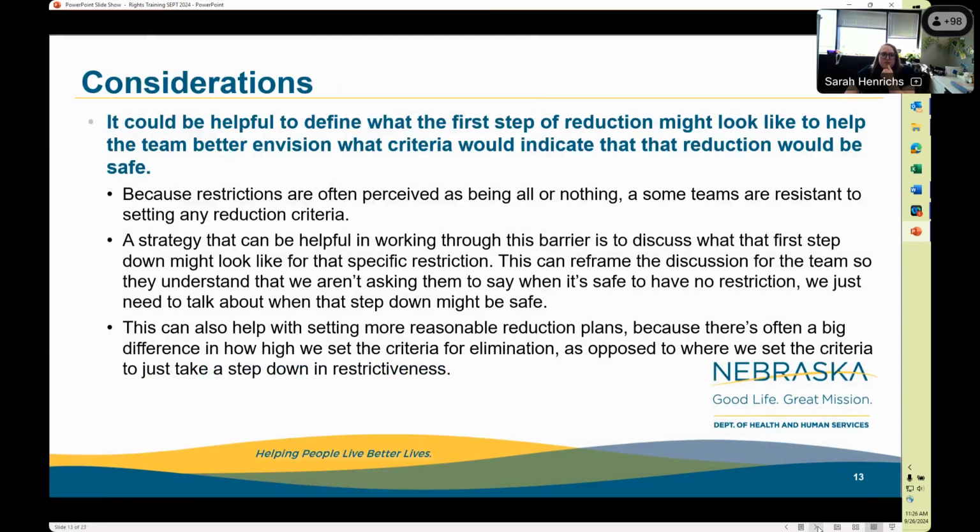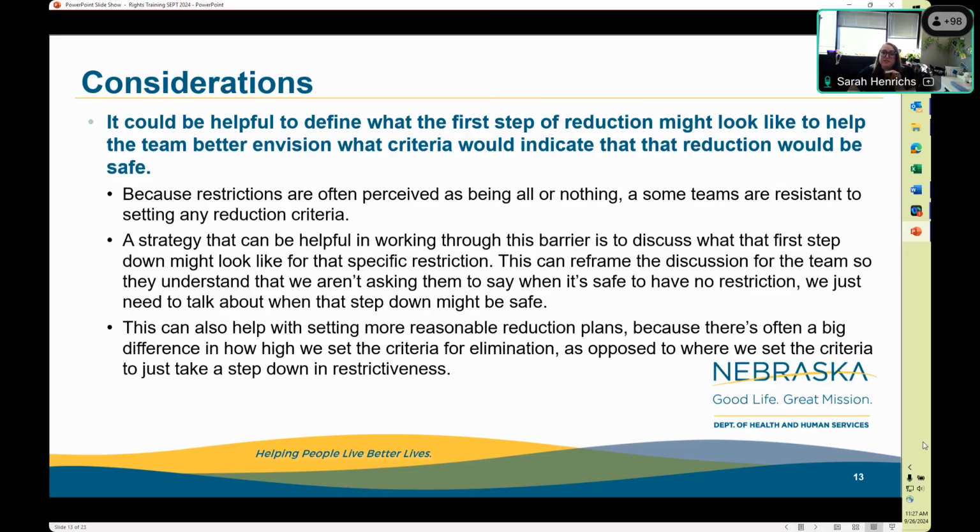And it also can be helpful to define what the first step of reduction might look like to help the team better envision how to set criteria that would indicate that reduction would be safe. So like I said earlier, restrictions aren't all or nothing. And so we need to think about setting reduction criteria around, like, when would it feel safe to take a step down, not to get rid of entirely. And so sometimes that can be a hard thing for people to think about or conceptualize.